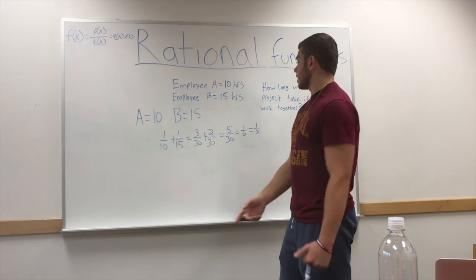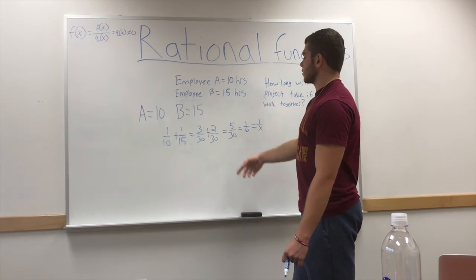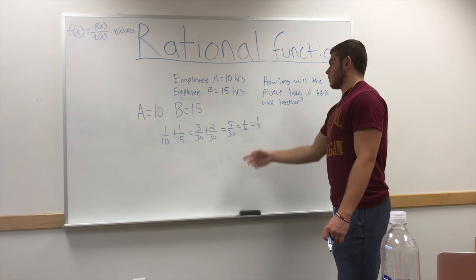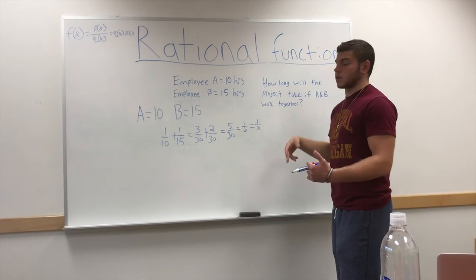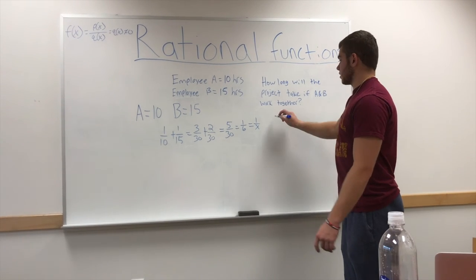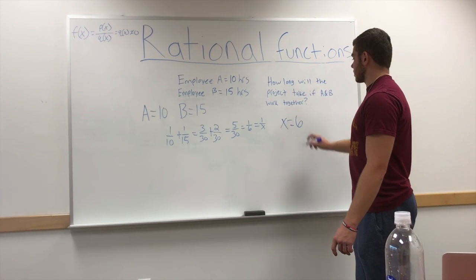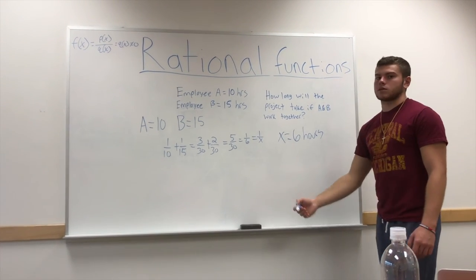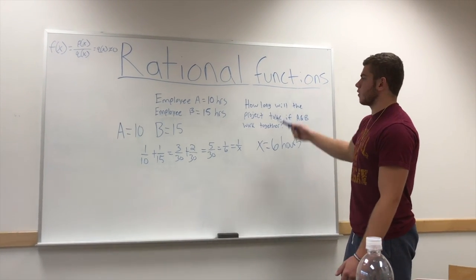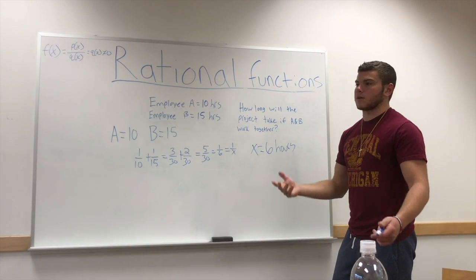We've got to find common denominators, which is 3 over 30 plus 2 over 30, that equals 5 over 30, which is 1 over 6, and this is all equal to 1 over x to see how long it'll take, which will give us x equals 6 hours to complete the project, which is less than a work day. Therefore, employee A and B helped out the company.